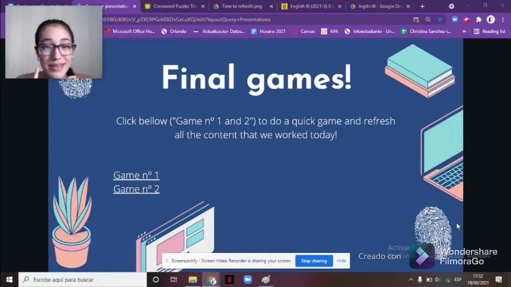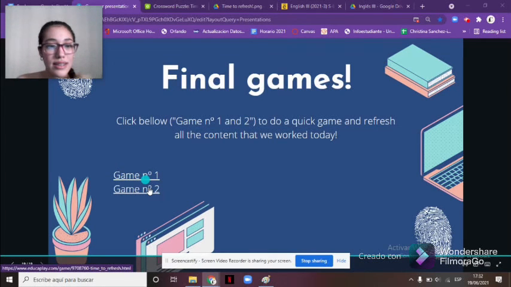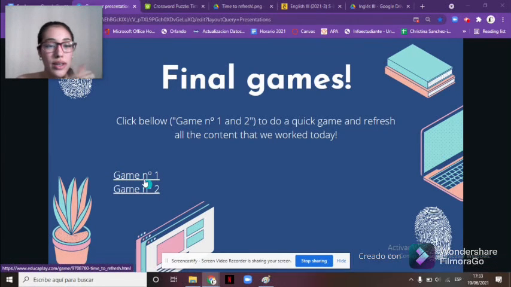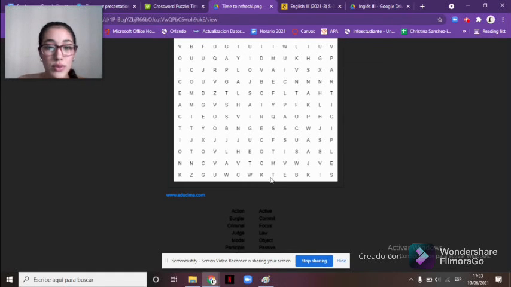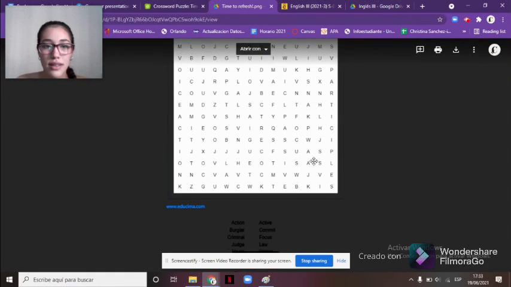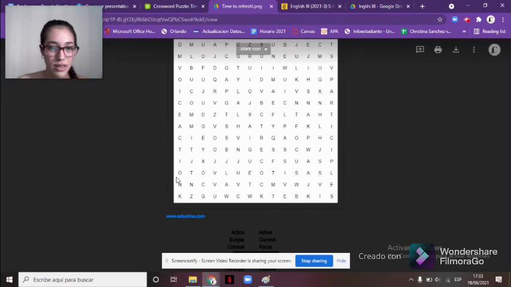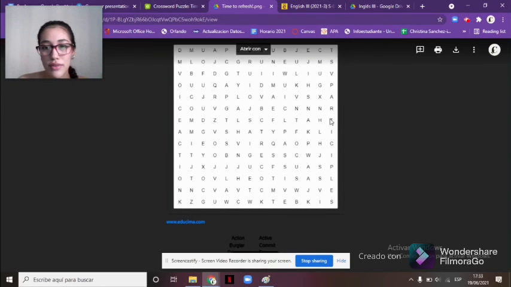Last but not least, we almost forgot our final games. Here they are. You just have to click the links below. Number one, let's begin: it's a little crossword called time to refresh. For example, let's make one: action is right over here, participle is right over here. You just have to do it and I hope you have fun.